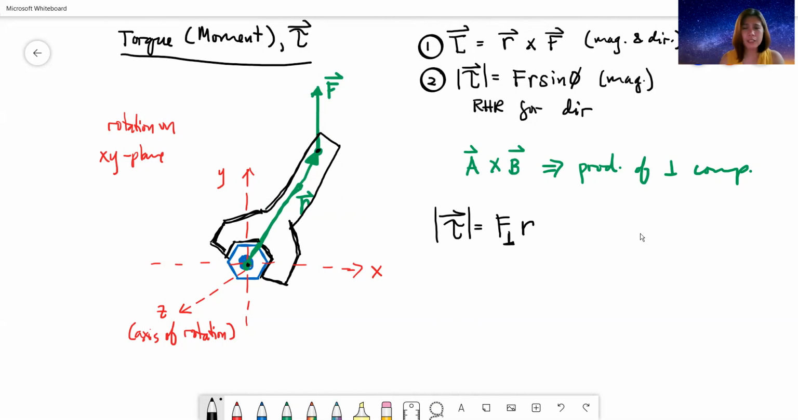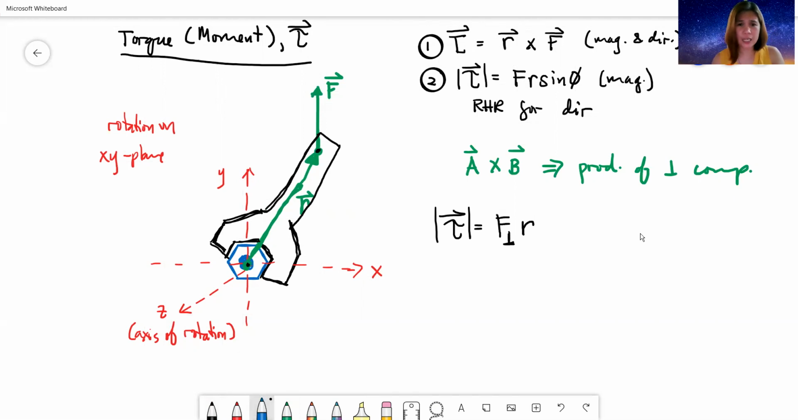Tama ba? So the perpendicular symbol here, subscript, is with respect to position vector. Okay, again. So if we have position vector here, somewhat in the first quadrant, and ito ngayon si force natin dito, we have to resolve it into two components. The two components would be the force component that is parallel to R, and the component that is perpendicular to R. So how do we do that?